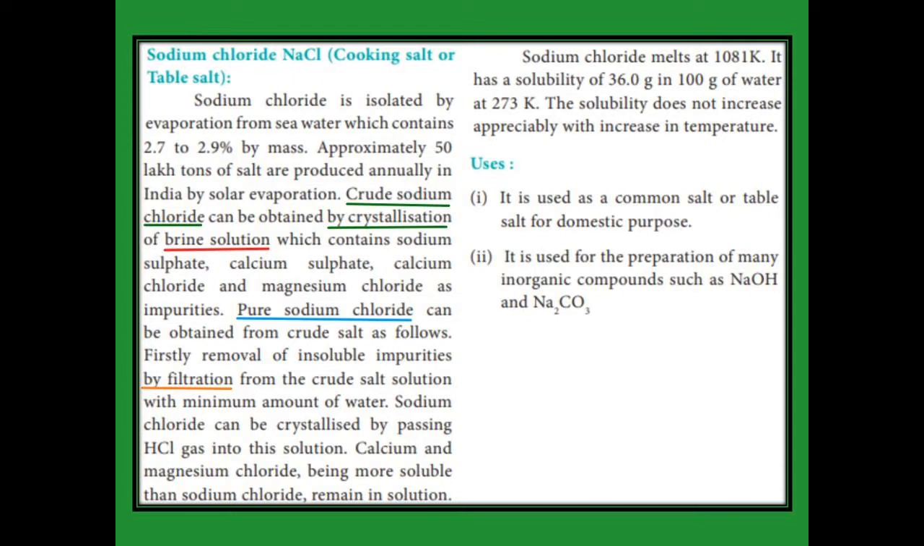Then by the crystallization process we get the sodium chloride as a crystal by passing HCl gas into the solution, so that we get sodium chloride as a crystal. But when compared to the sodium chloride, calcium chloride and magnesium chloride are more soluble in water, so they remain in the solution. Above that solution we get the sodium chloride as a crystal. Then the uses: the common use is as a common salt for domestic purposes, and the second use is to prepare sodium hydroxide and sodium carbonate.